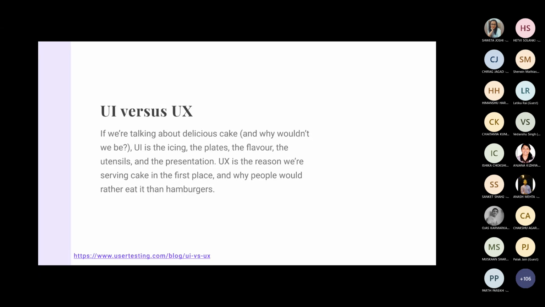So imagine that the user's needs are that it's a birthday party. And that is why we're serving cake in the first place and not hamburgers, because that would be odd. So again, UX goes at why are we solving this problem? Who are the users? How can we solve this problem in the best way possible? And then UI is sort of, okay, now that we know this is how we will solve the problem, let's make this, and then how can we make it look the best possible?